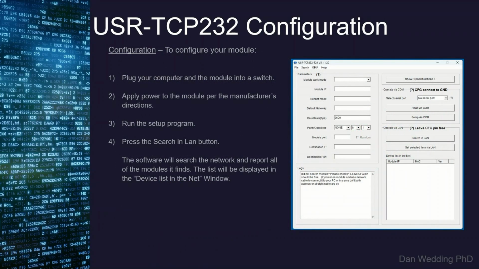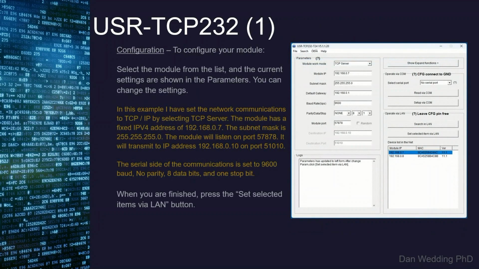To configure your module, plug your computer and the module into a switch. Apply power to the module per the manufacturer's directions. Run the setup program. Press the Search in LAN button. The software will search the network and report all the modules it finds. The list will be displayed in the Device List in the Net window. To configure your module, select the module from the list, and then the current settings are shown in the parameters. You can change the settings.